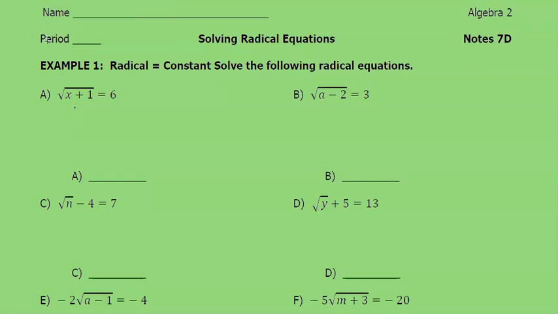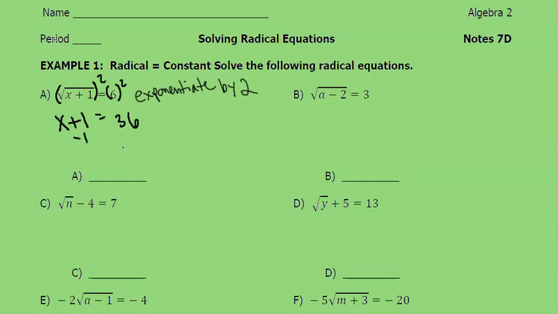A. The square root of x plus 1 equals 6. To get rid of a square root, we will exponentiate both sides by 2. So exponentiate by 2 to get rid of the square root. Then we have x plus 1 equals 36. Subtract 1 from each side, and then you have x equals 35. We don't have to check for extraneous because there's no variables on the outside of the radical.